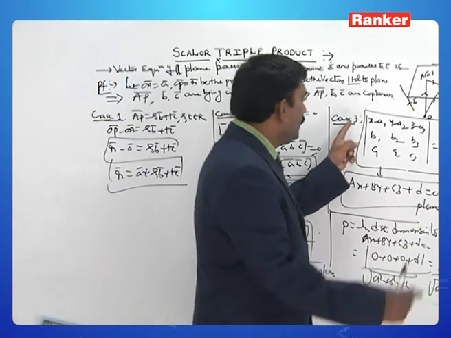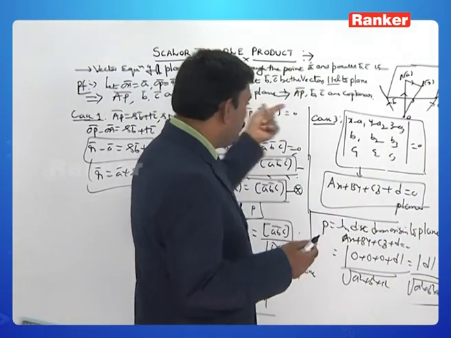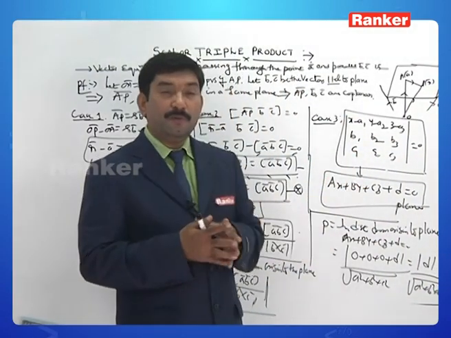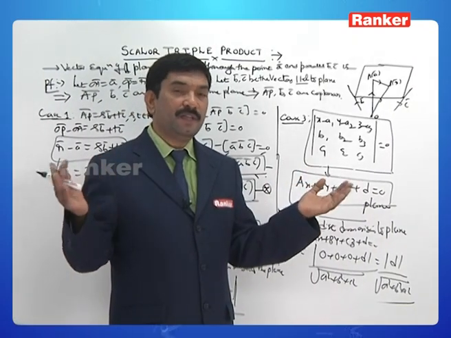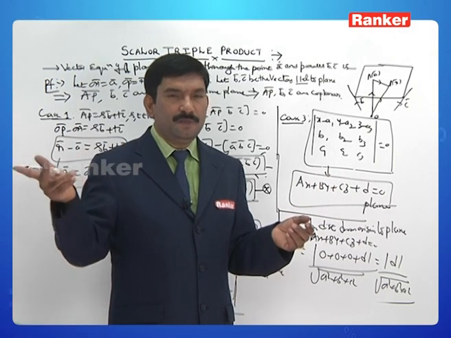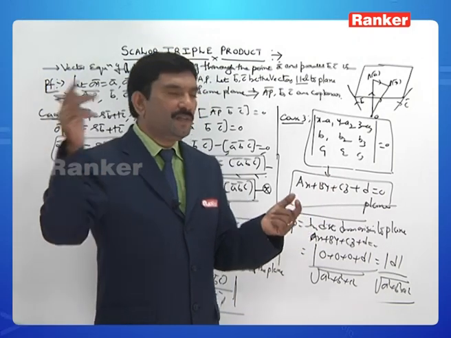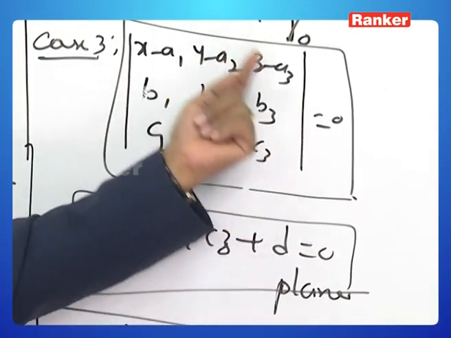Another way: when three vectors are coplanar, the determinant is equal to what? 0. The box product is equal to 0. What is AP bar? OP minus OA, which is R bar minus A bar. R bar is equal to xi plus yj plus zk. A bar is equal to A1 i, A2 j, A3 k. B bar is equal to B1 i, B2 j, B3 k. C bar is equal to C1 i, C2 j, C3 k. So therefore x minus A1, y minus A2, z minus A3.